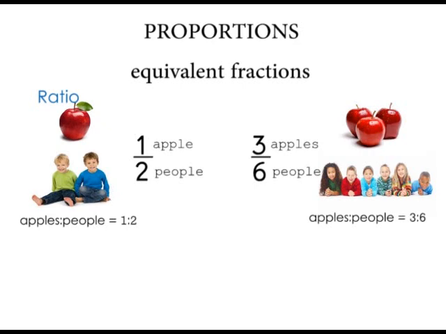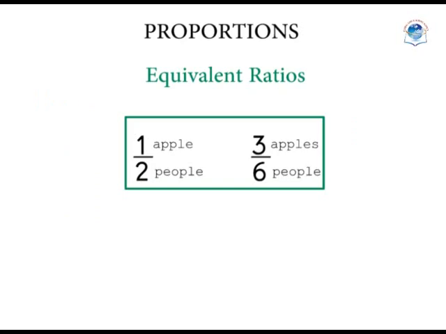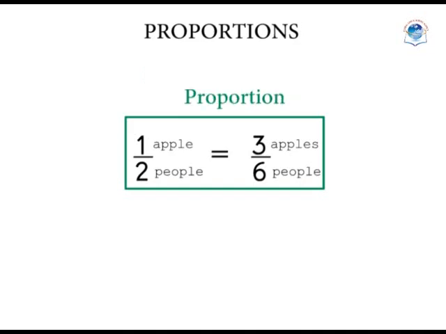So what we have here are equivalent ratios. Just like the equivalent fractions, they represent the same amount. So we can put an equal sign between them. When we do that, we have a proportion. A proportion is simply 2 ratios that are equivalent.